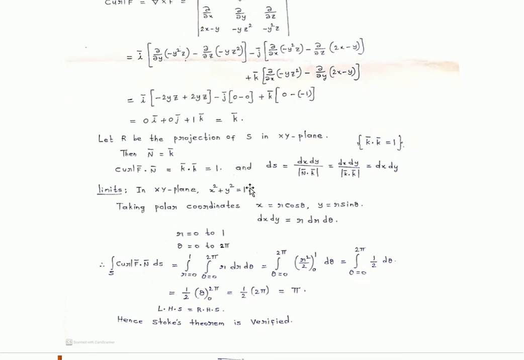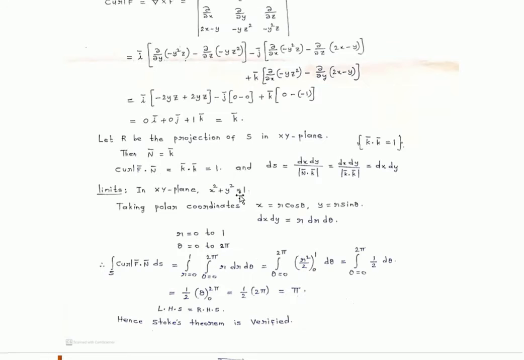Curl f bar dot n bar is k bar dot k bar equal to 1, and ds, if you take the projection in the xy plane, is given by dx dy by modulus of n bar dot k bar, equal to dx dy by modulus of k bar dot k bar. The k bar dot k bar value is 1, so you will get dx dy. Now we want x limits and y limits, because we are taking the projection in the xy plane. We are going to evaluate the integration with respect to xy variables, so we need limits for xy.